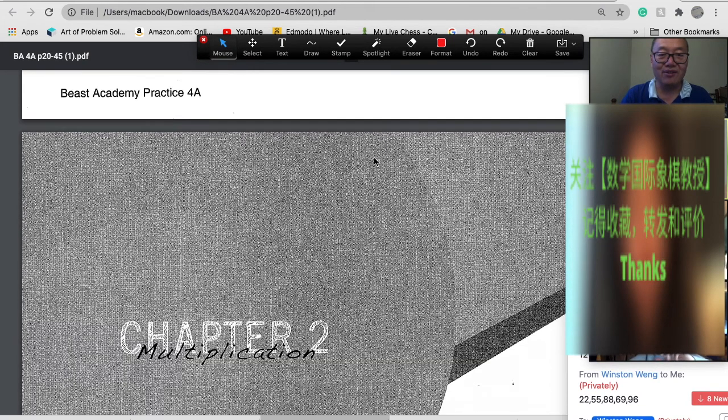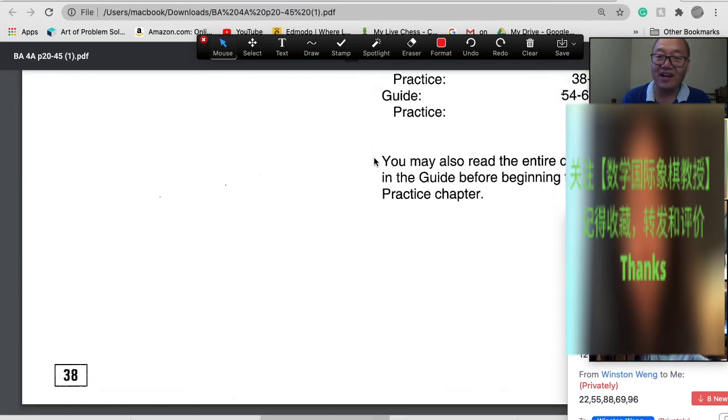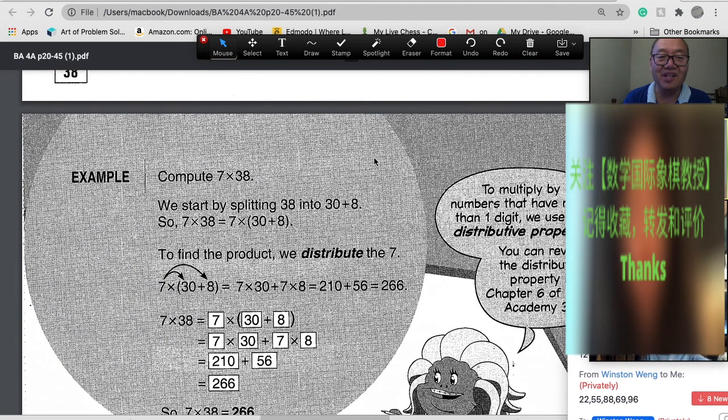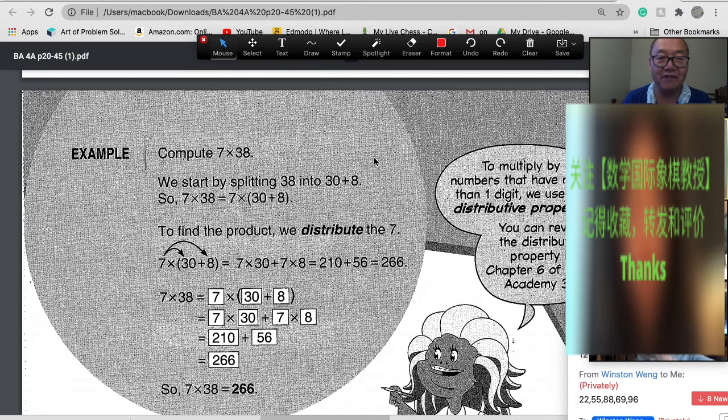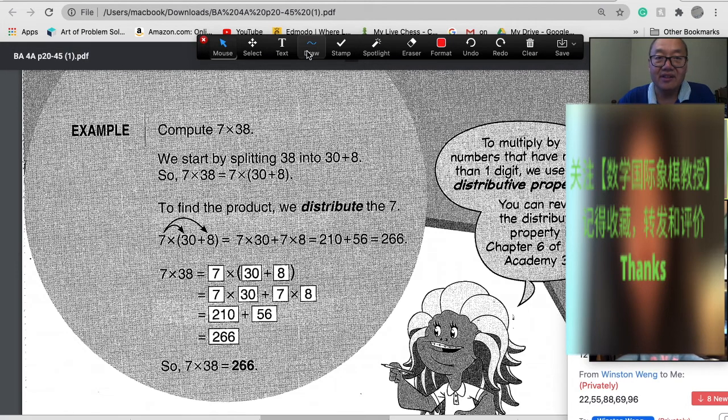Now let's go to the second chapter. The second chapter I think is a little bit easier than the first chapter. In this chapter we will learn to calculate the operations of numbers. First, let's see an example of how we can calculate 7 times 38. How can we do this?